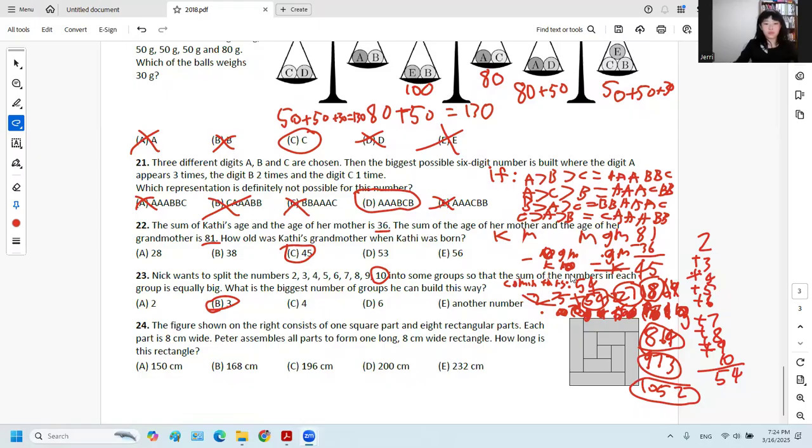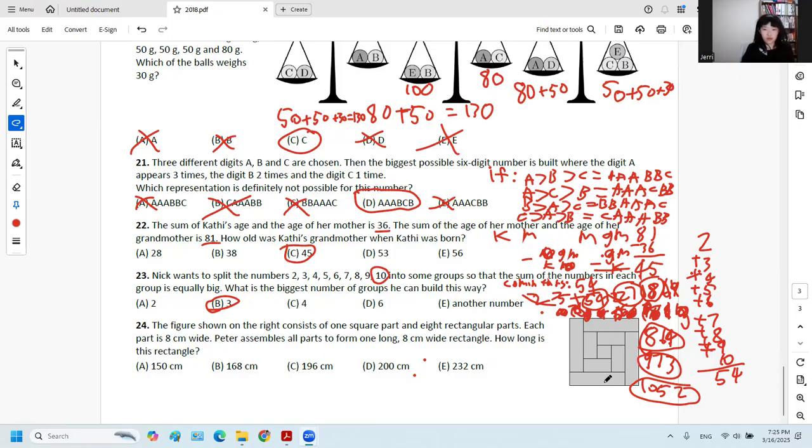Question number 20. Okay, so then the figure shown on the right consists of 1 square part, 8 regular parts. Each part is 8 centimeters wide. Peter assembles all parts to form a long 8 centimeter wide rectangle. How long is this rectangle?